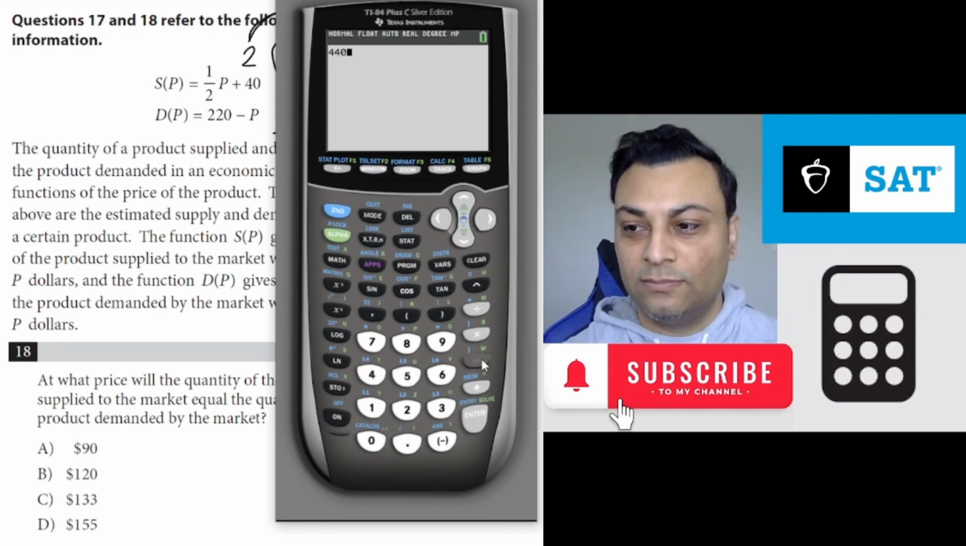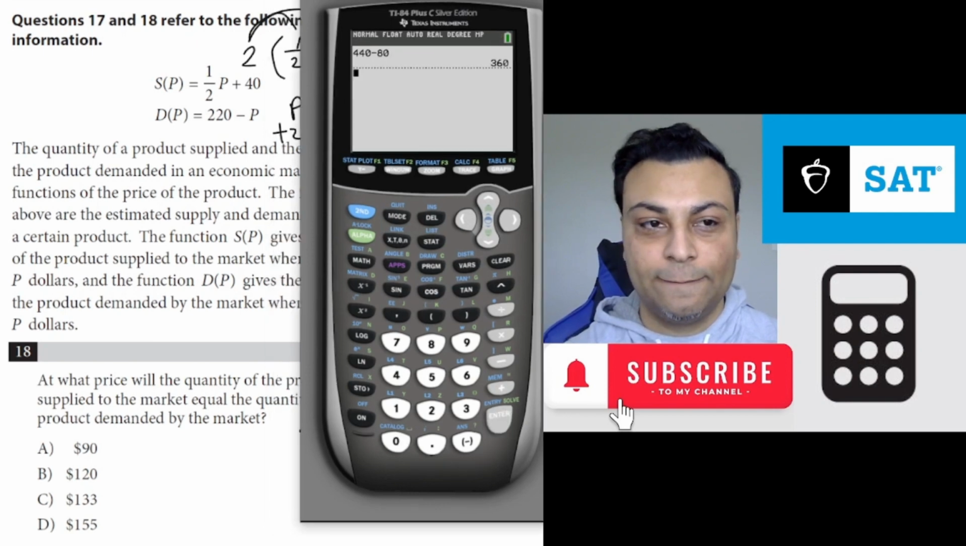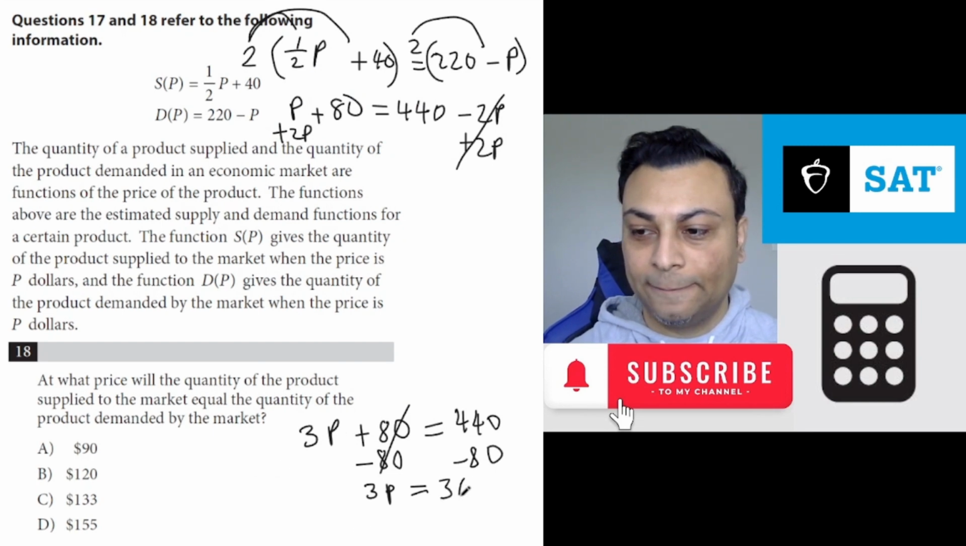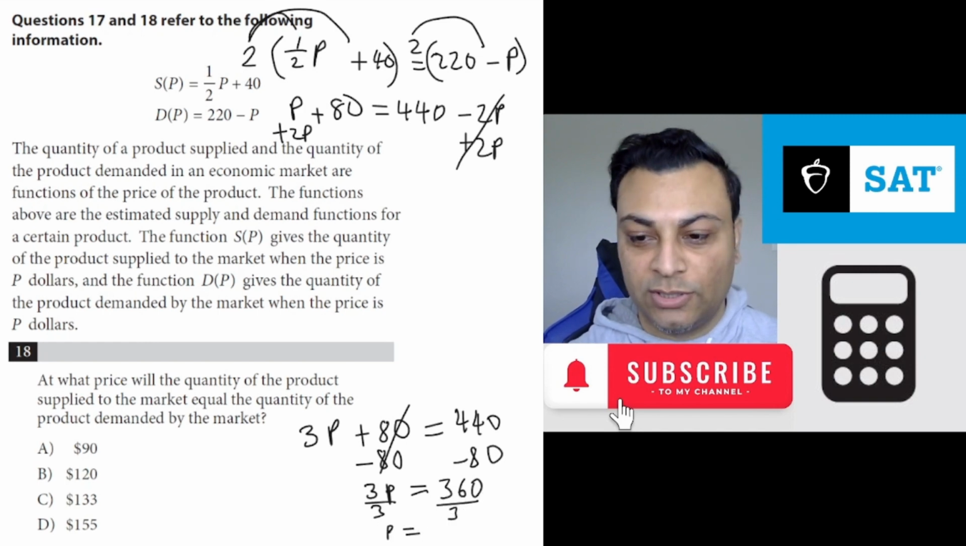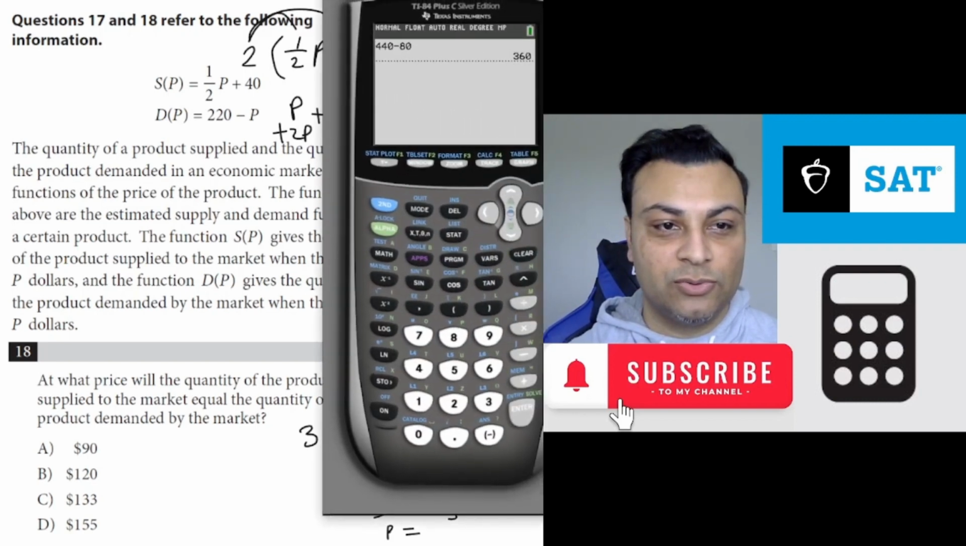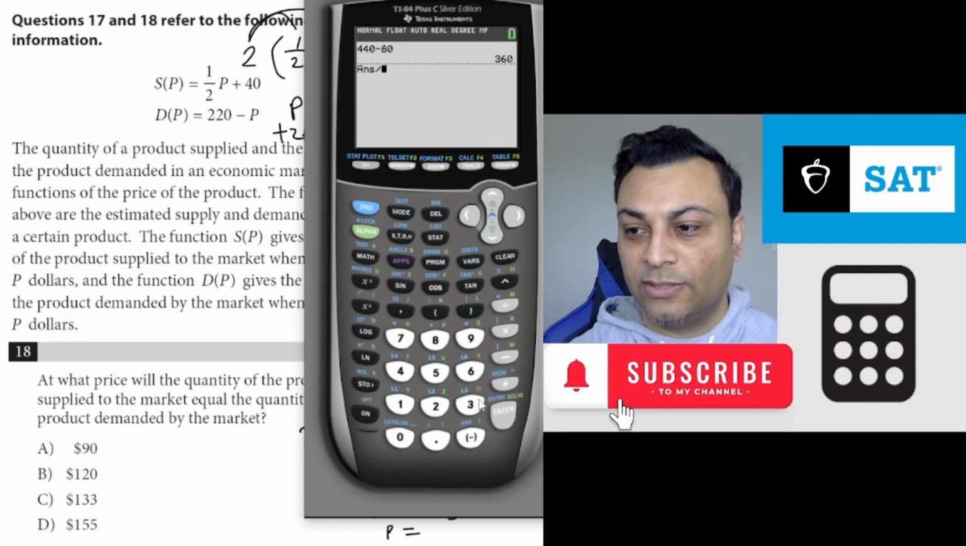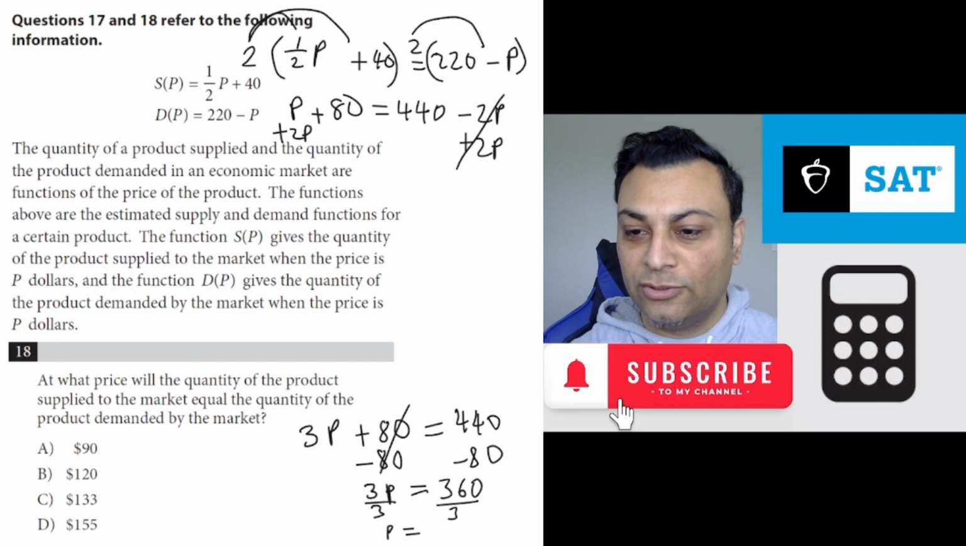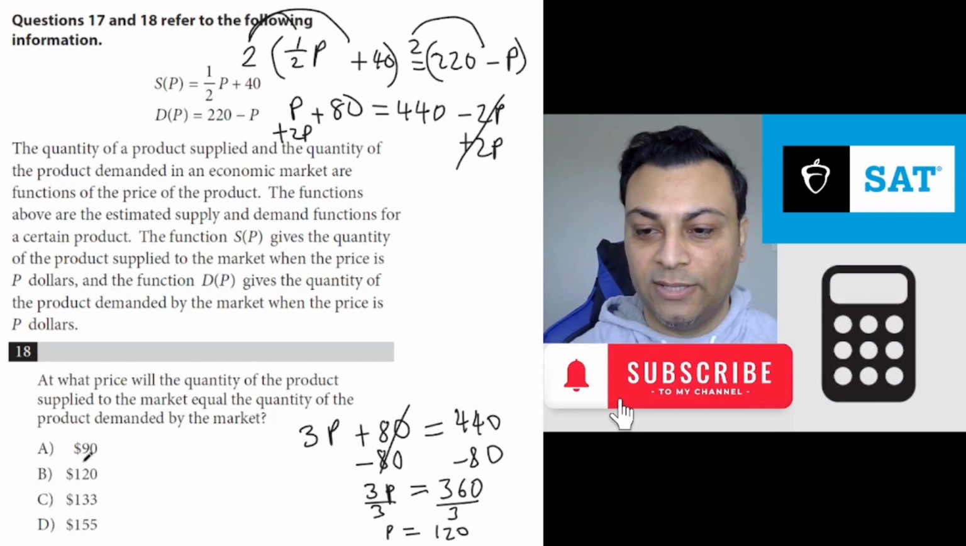440 minus 80 is 360. So 3p is 360. Divide by 3, divide by 3, and you get the answer that you're seeking, which is, let's use the calculator. It's 120, but I wanted to use the calculator. Divide by 3 is 120. So the answer is $120, which is option B.